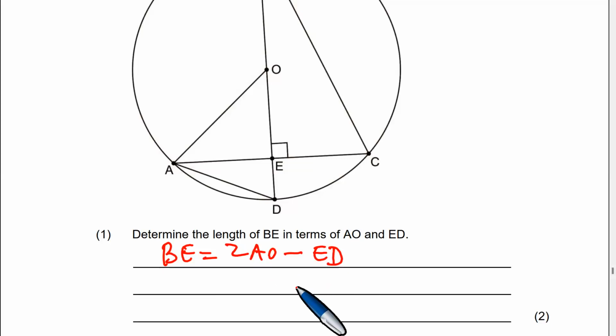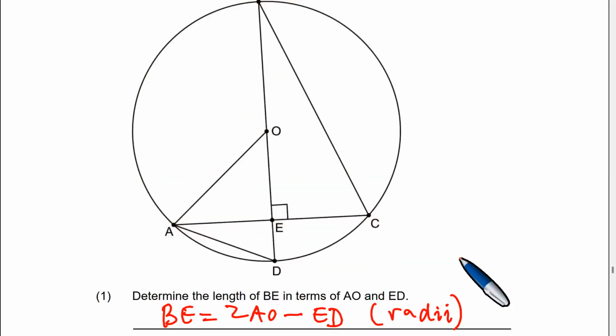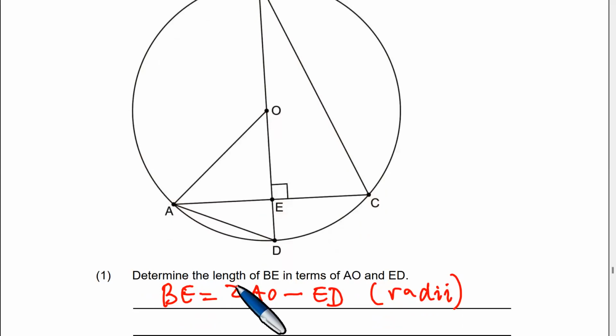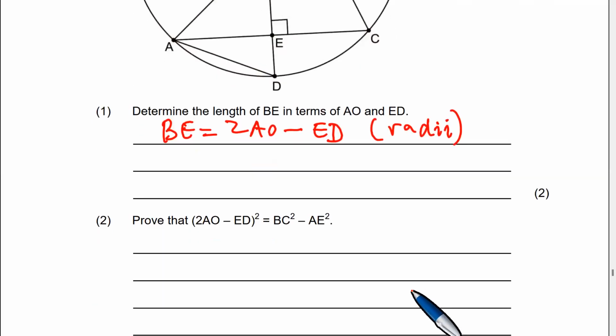Right. So why? Because this is a play on radii. It's a play on radii because we can see clearly at this point that BE is almost the diameter of the circle, but it is missing ED, so it is therefore advisable to say that BE is twice the radius, but missing ED. So we have determined the length of BE in terms of AO and ED. Radii is the reason. We are done. Next question.